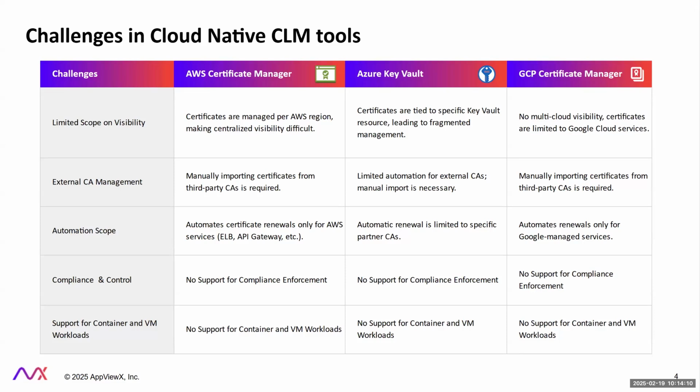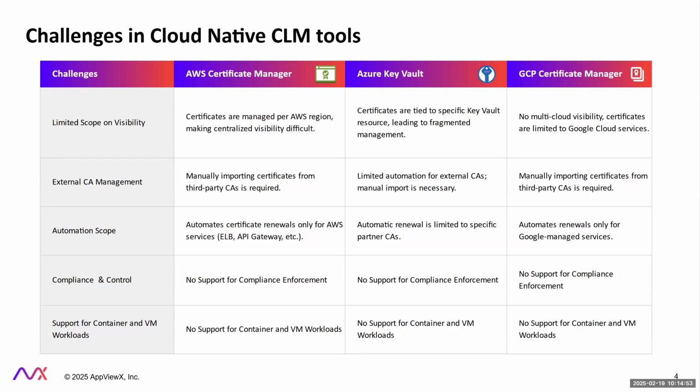And again, due to the lack of integrations with third-party CAs, the automation capabilities in their cloud-native CLM tools are often restricted, limited within their respective cloud environment, and that too only for a handful of services. Additionally, there is no support for managing certificates in modern workloads like containers, Kubernetes, and virtual machines. This makes lifecycle management even more challenging, right? If you look at these tools, none of them offer a built-in policy and control framework for certificates. Without this, administrators can't effectively enforce any sort of compliance for these certificates, right?